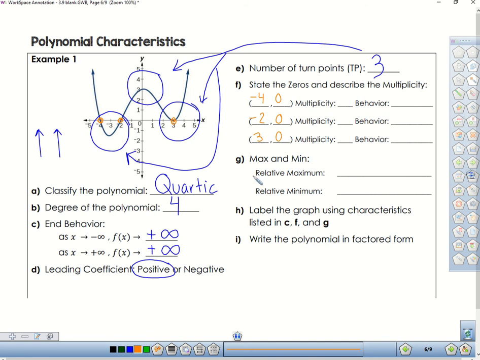Now we're going to determine the multiplicity of each of those. For -4 and -2, the graph goes straight through, right? So the multiplicity is 1. And the behavior is it crosses the x-axis.